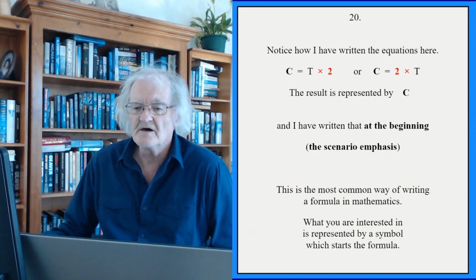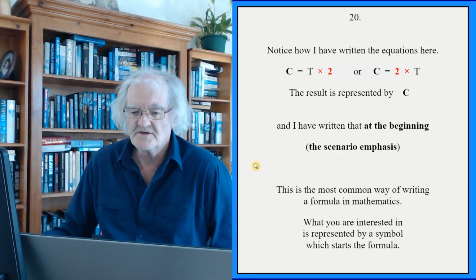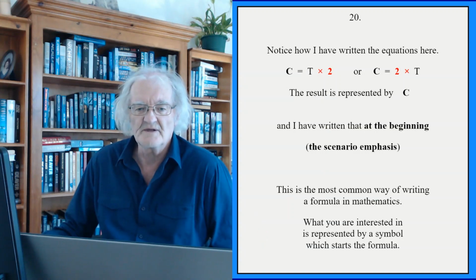So notice how I've written the equations here. In this case, the result is represented by the letter C, the number of chairs. And I've written that at the beginning because that's the scenario's emphasis. This is the most common way of writing a formula in mathematics. What you are interested in is represented by a symbol which starts the formula.